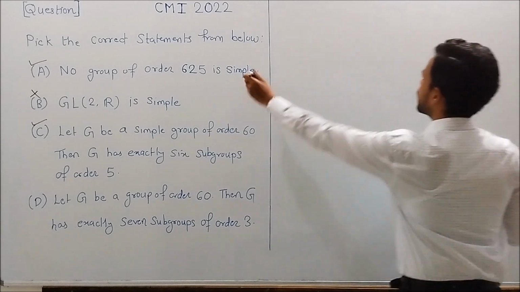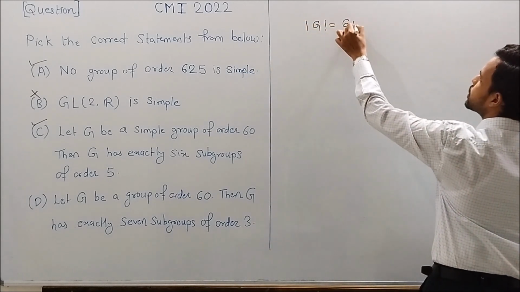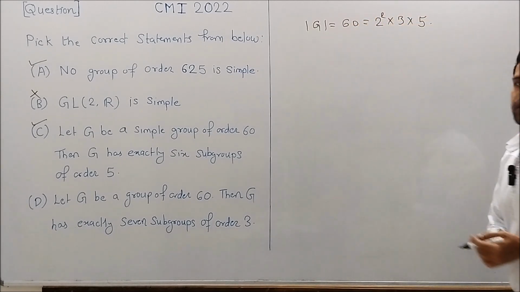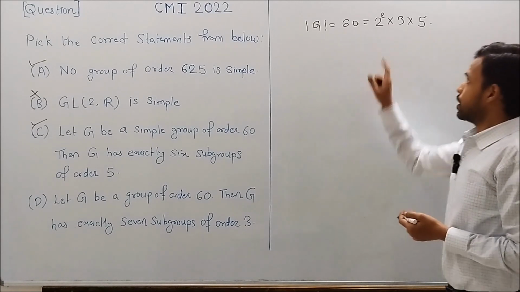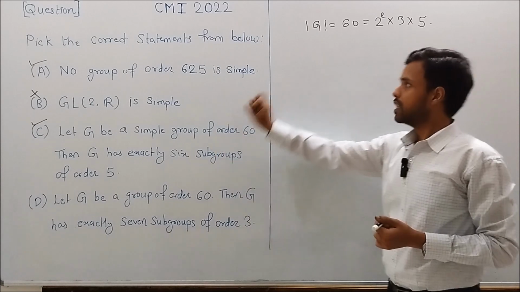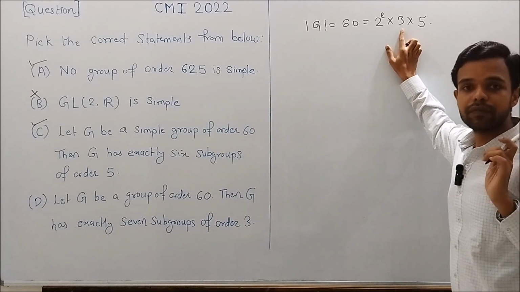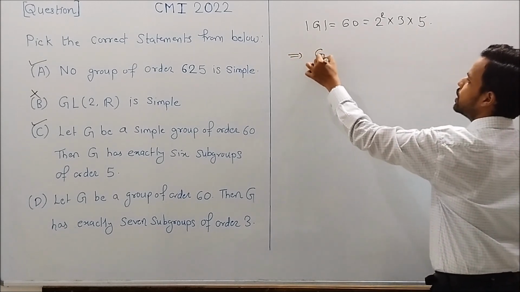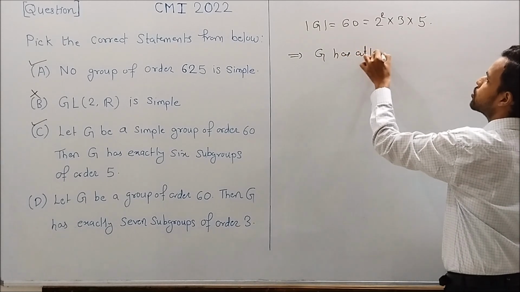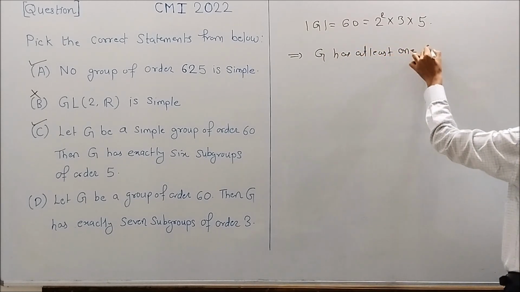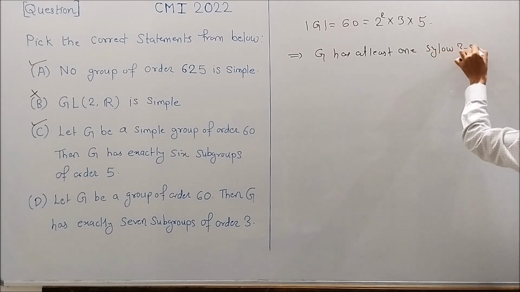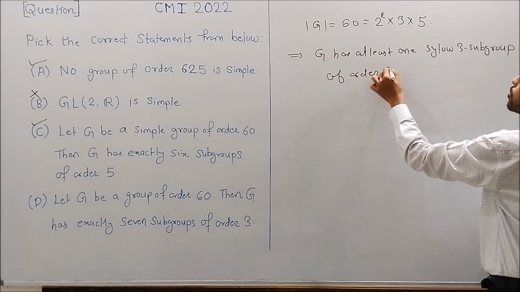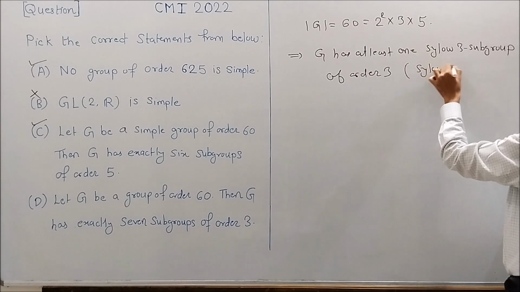To see it, given that the order of G equals 60, which can be written as 2 squared times 3 times 5. So by Sylow's first theorem, as we have seen in the case of statement C, G has at least one Sylow 3-subgroup of order 3. This implies G has at least one Sylow 3-subgroup of order 3. This is by Sylow's first theorem.